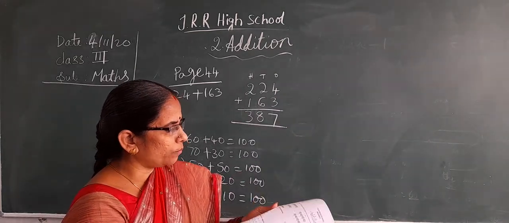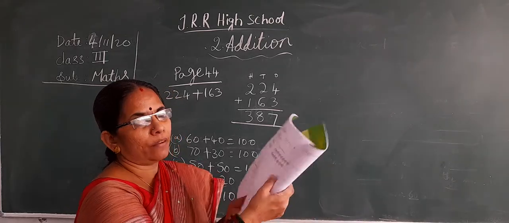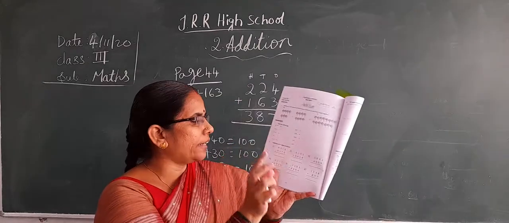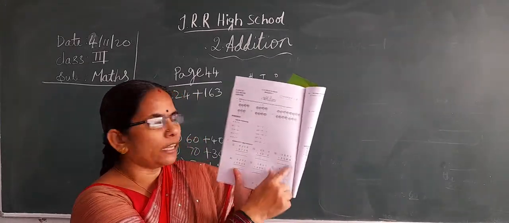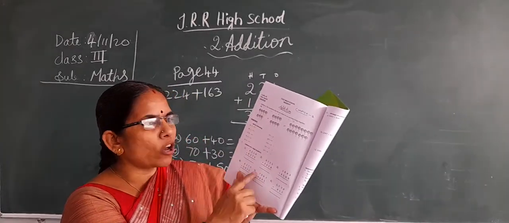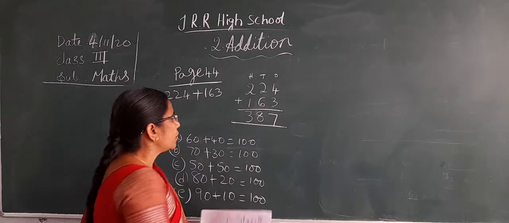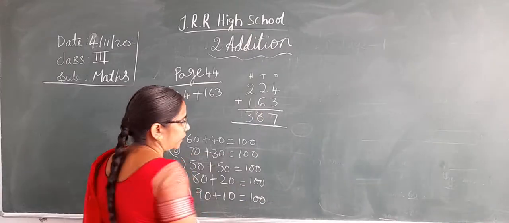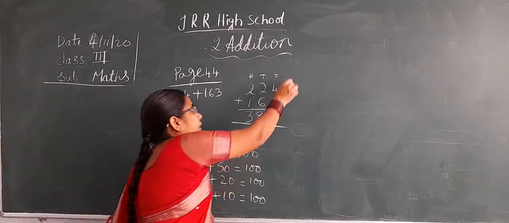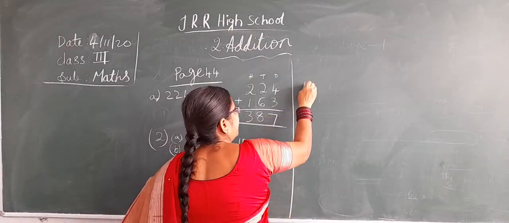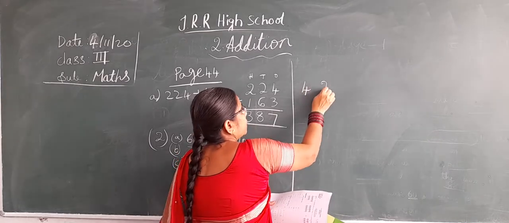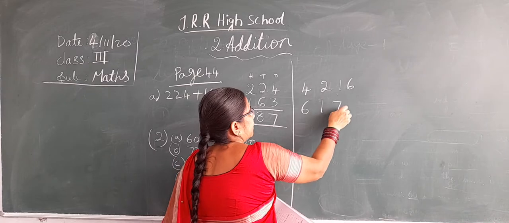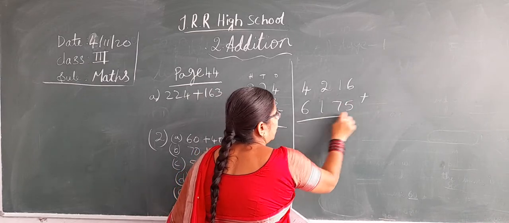Let's Try Two. Here the addition I gave you. Here the small additions you can do. Add it and write the answer. And the second bit, here also additions are there. 4 digit number additions are there. That also you answer. Okay. Here I write a 4 digit number, 4216, and 6175. You add it. Already you all know.